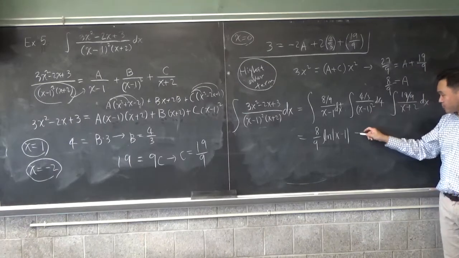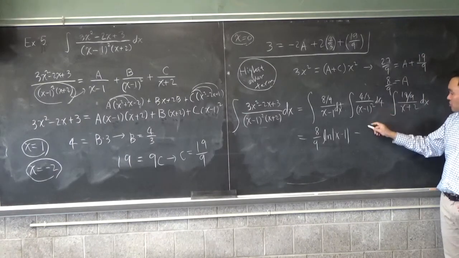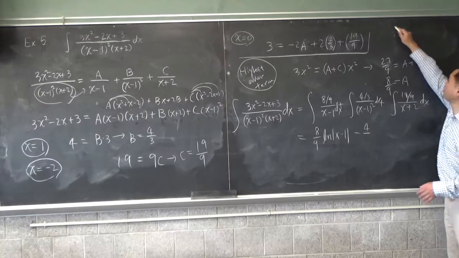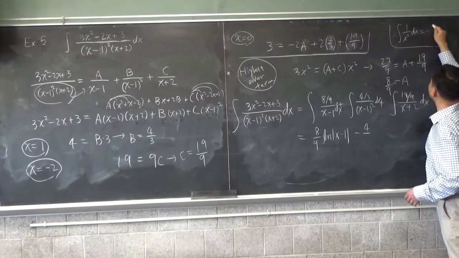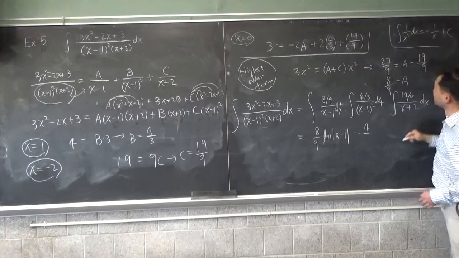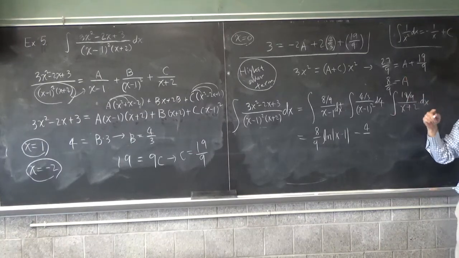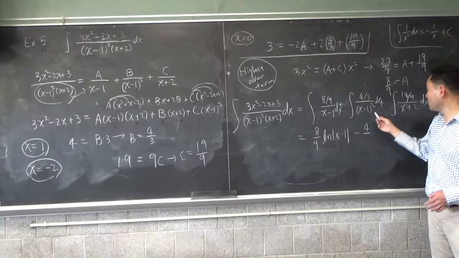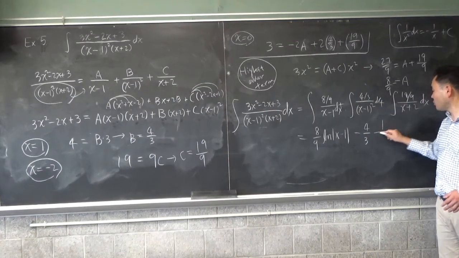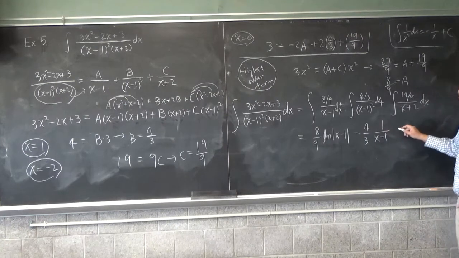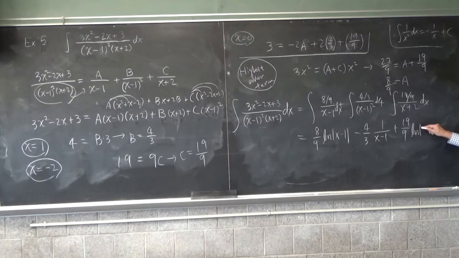This one, we've done a similar calculation before, so maybe this is another one that you want to memorize. If you integrate 1 over x squared, you get negative 1 over x. So if you integrate something squared, it's going to be just negative 1 over that thing. Then plus 19 over 9, ln of absolute value of x plus 2, plus c. Okay, so that's the answer.